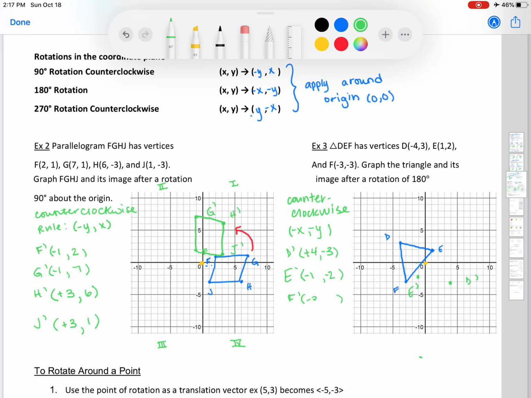And F prime. F was -3, -3. If I'm going to switch the signs on those based on this rule, my new F coordinate is going to be at 3, 3. And you will notice that based on our rule, they've actually switched diagonally of their coordinates of one another. So D was in quadrant 2, and my D prime is in quadrant 4. So 180 degrees is a direct reflection over that origin.